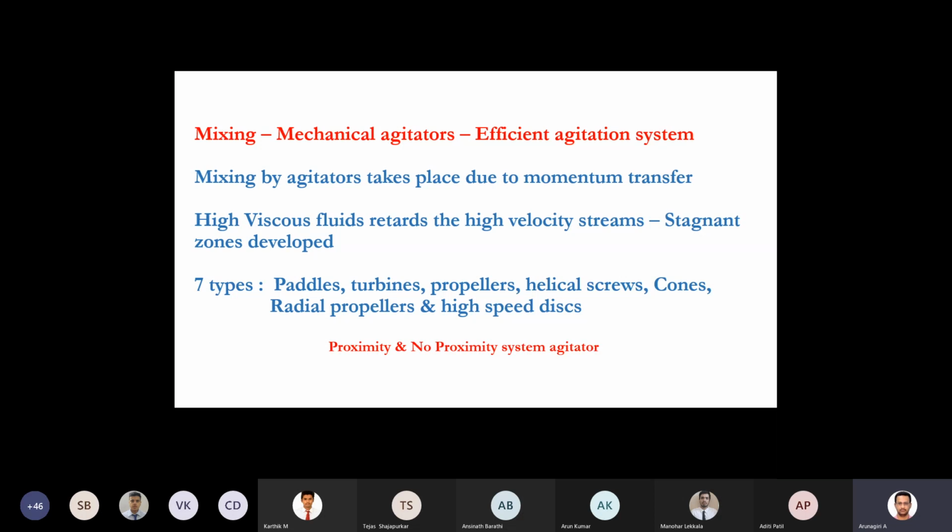So for mixing purposes, we will use different types of agitator arrangements like paddles, turbines, propellers, helical screws, cones, radial propellers, high speed discs. Okay, so these are all different types. Another classification of this type of mixer is proximity or non-proximity systems.